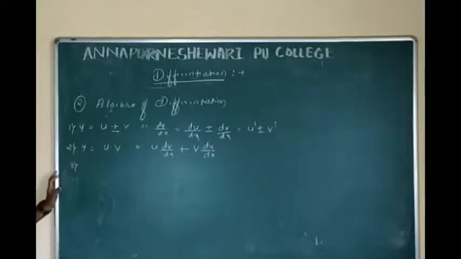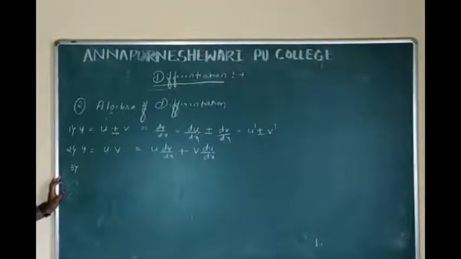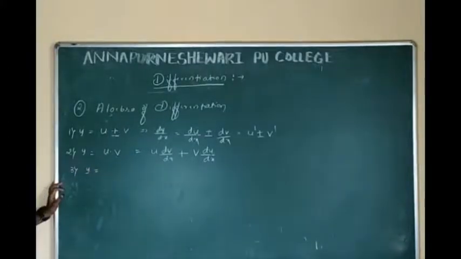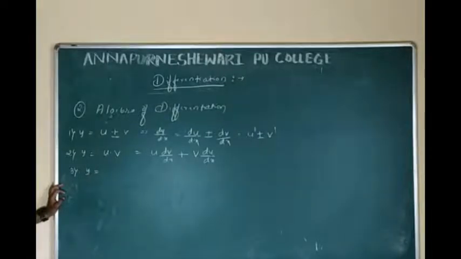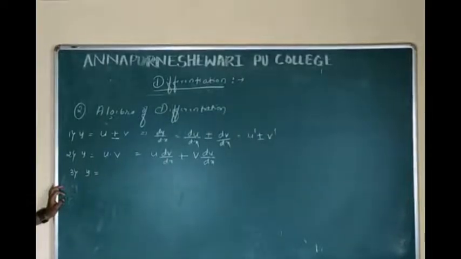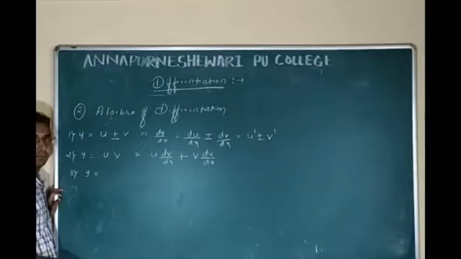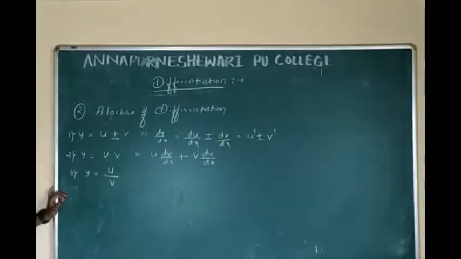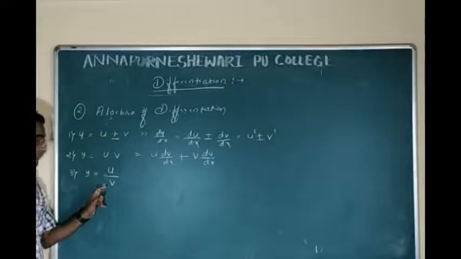The third one. The next one, when we have y equal to u divided by v. So this is very important whenever we have the form p by q.